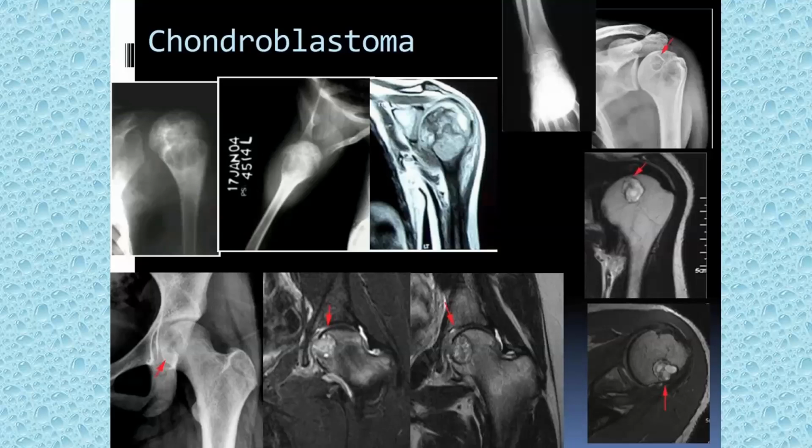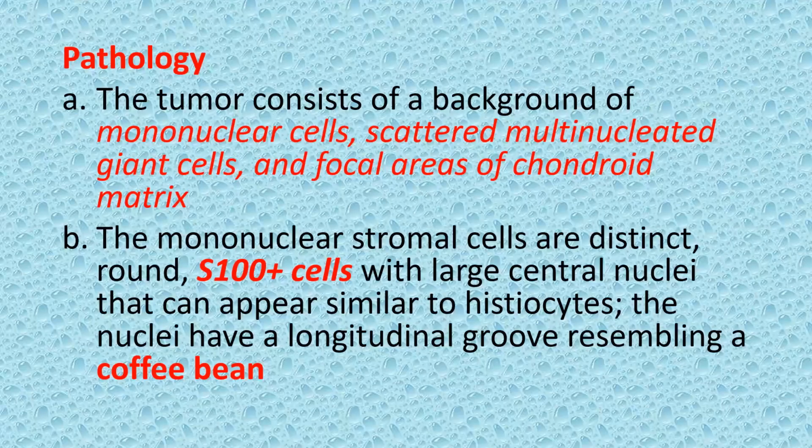The tumor consists of a background of mononuclear cells, scattered multinucleated giant cells, and focal areas of chondroid. The mononuclear stroma cells are distinct round. They are S100 positive cells with large central nuclei that can appear similar to histiocytes. The nuclei have a longitudinal groove resembling a coffee bean.